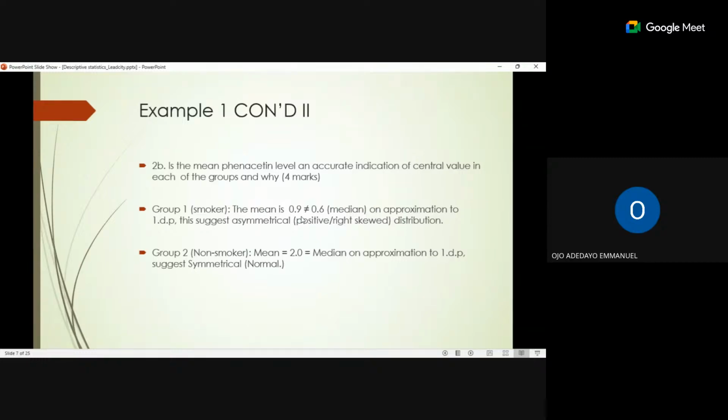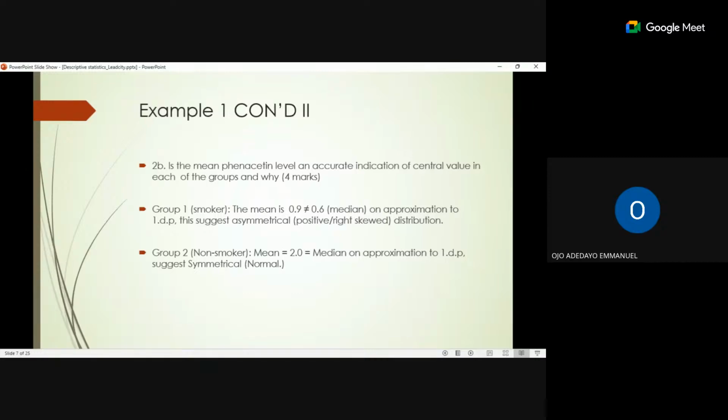Now, please note this also: anytime your mean is greater than your median, we normally call it right skewed or positive skewed. Now, how do we know whether your data is positive skewed? Let me start from the skewness. How do you know whether your data is skewed? Just check for this: when your mean is not equal to the median, your data is skewed.